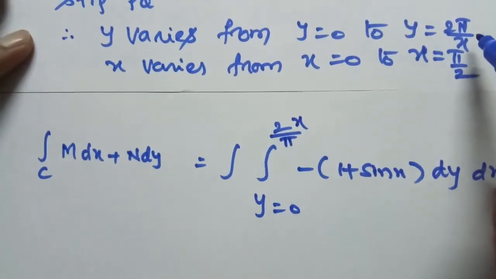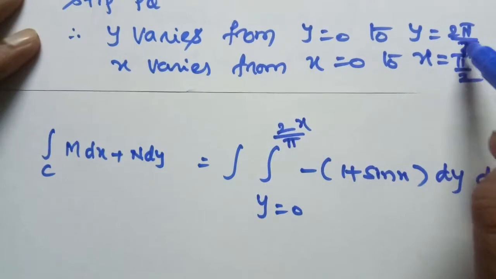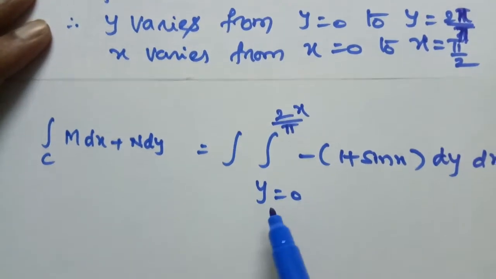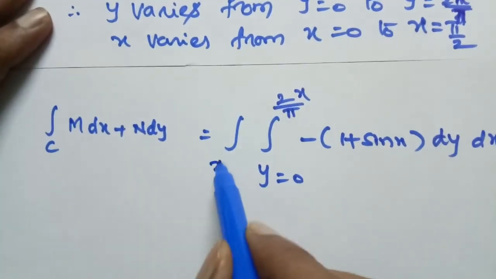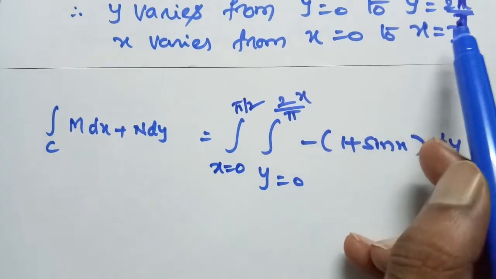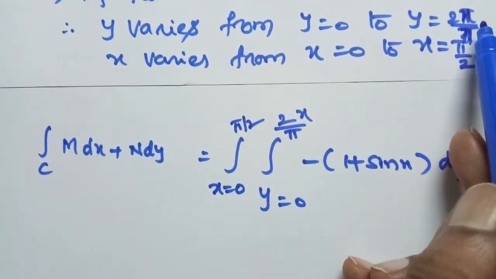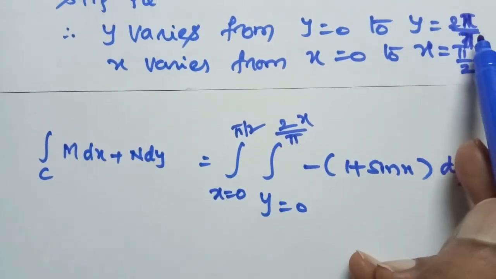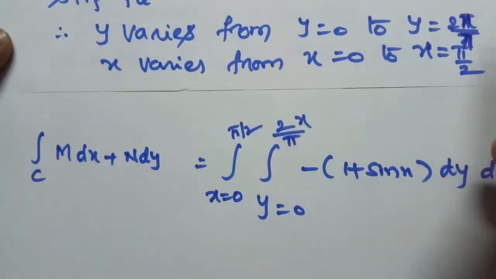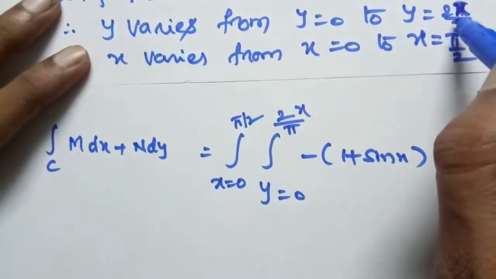Here also, 2 by pi into x, and x is equal to 0 to pi by 2. Instead of writing 2x by pi, I wrote 2 pi by x. So you make a note, that is 2 by pi into x. So 2x by pi.